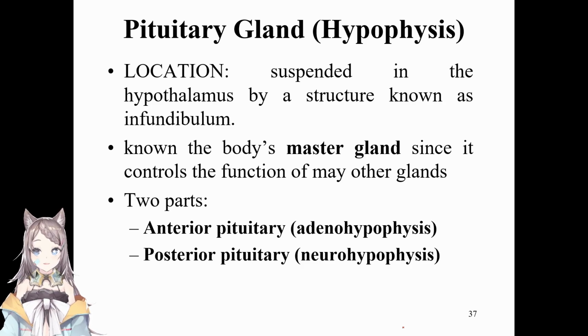So you have your pituitary gland, also called your hypophysis. It is suspended from the hypothalamus by a structure called the infundibulum. So this is the bridge. It is known as the body's master gland since it controls the function of many other glands. It has two parts: you have your posterior and anterior pituitary. The anterior is also called your adenohypophysis, and your posterior pituitary is your neurohypophysis.